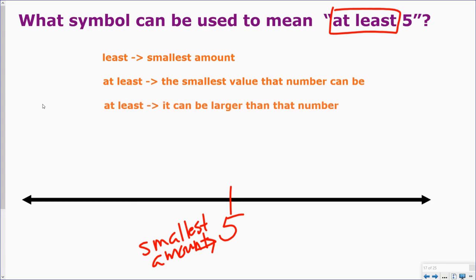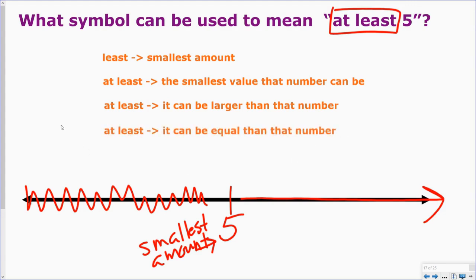At least means that it can be larger than that number. So I won't have any numbers that are smaller than it, and my graph will go this direction. And then at least means it can be equal to that number as well. So I'm going to put my dot here to say that it's equal to. So that means that x is greater than or equal to 5.